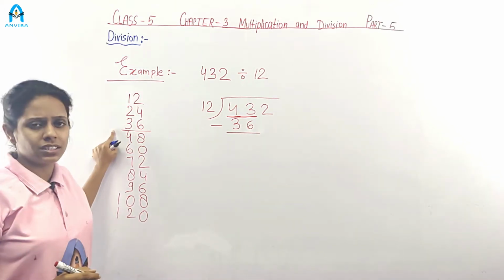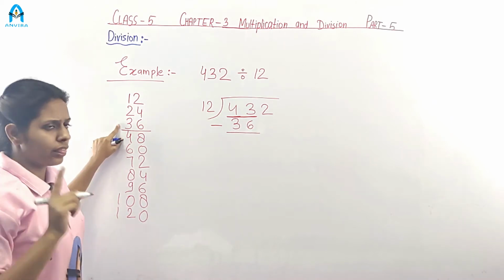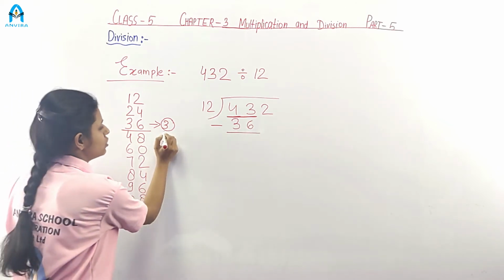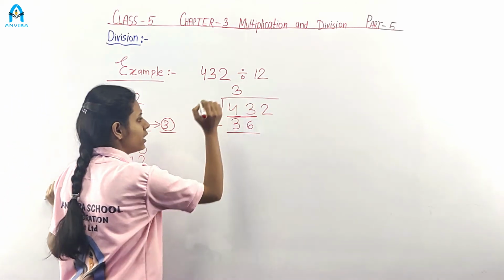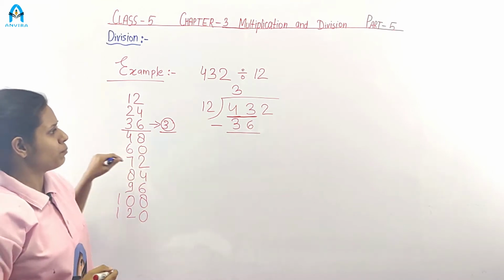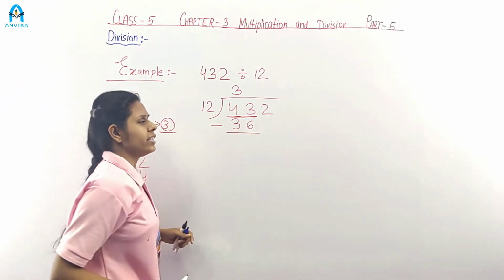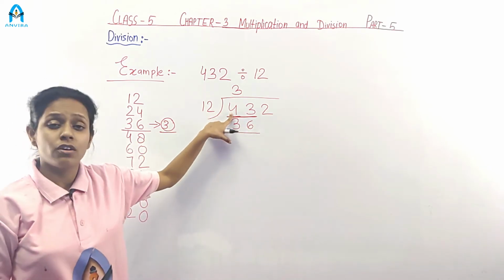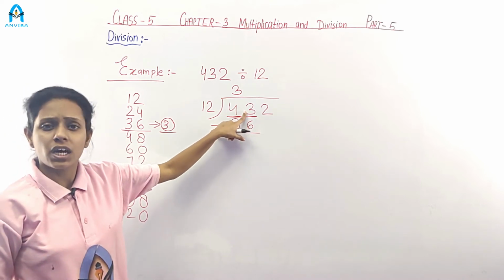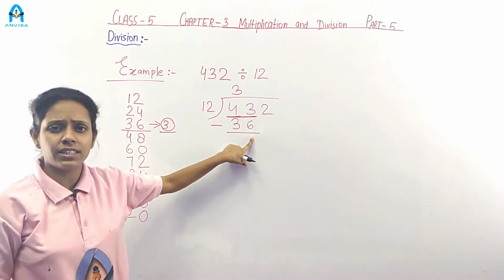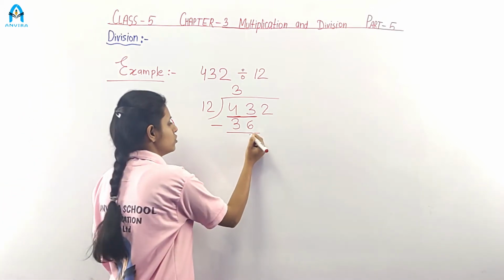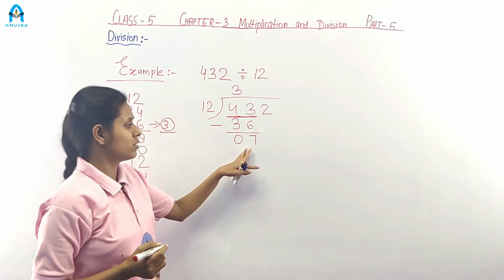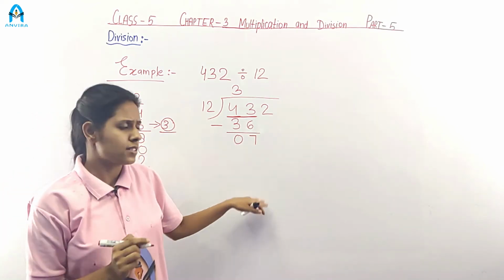Then how many times does 36 come? 1, 2, 3. 3 times. 36 comes 3 times. So this 3 we write here. Now let's subtract. 3 minus 6 is not possible. So let's borrow. 3 borrows from 4, and it becomes 13. 13 minus 6 is 7. And 3 minus 3 is 0. So this is 07, which means 7.